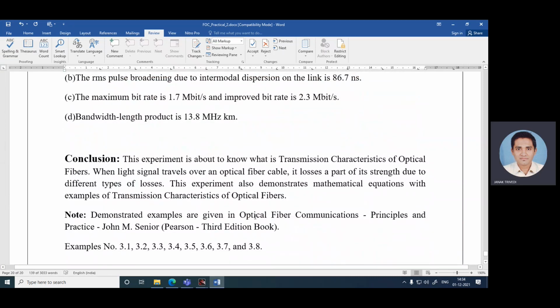Conclusion: this experiment is about knowing the transmission characteristics of optical fiber. When a light signal travels on an optical fiber cable, it loses part of its strength due to different types of losses. This experiment also demonstrates mathematical equations with examples of transmission characteristics of optical fiber. Note, the demonstrated examples are given in Optical Fiber Communications: Principles and Practice, John M. Senior, Pearson, 3rd edition. Example numbers are 3.1, 3.2, 3.3, 3.4, 3.5, 3.6, 3.7, and 3.8.